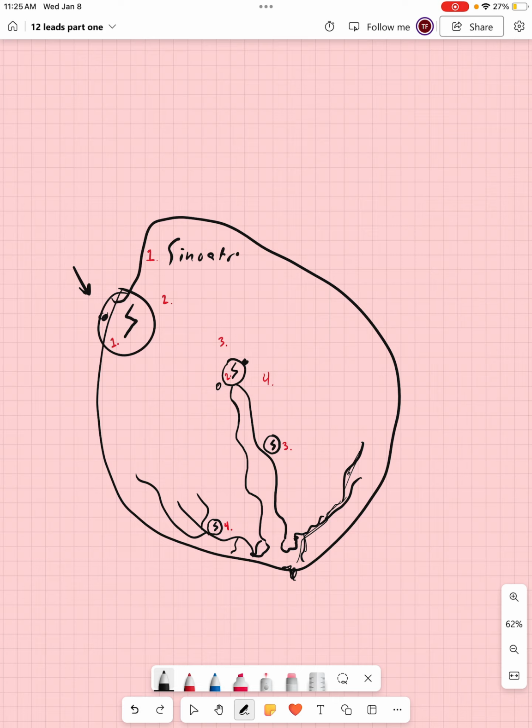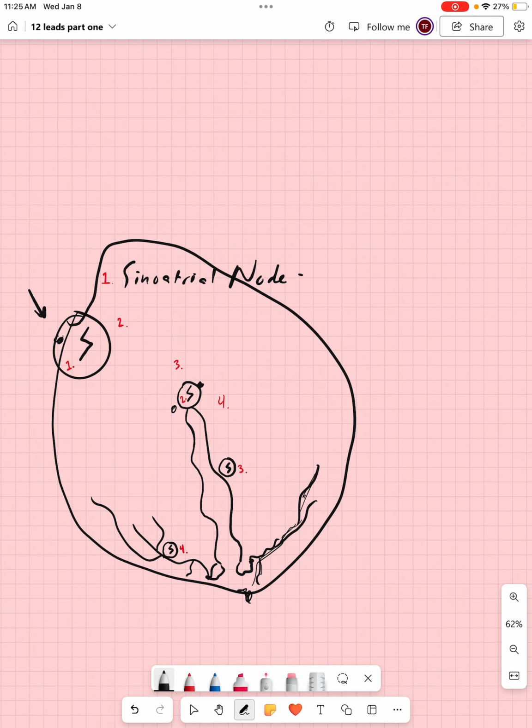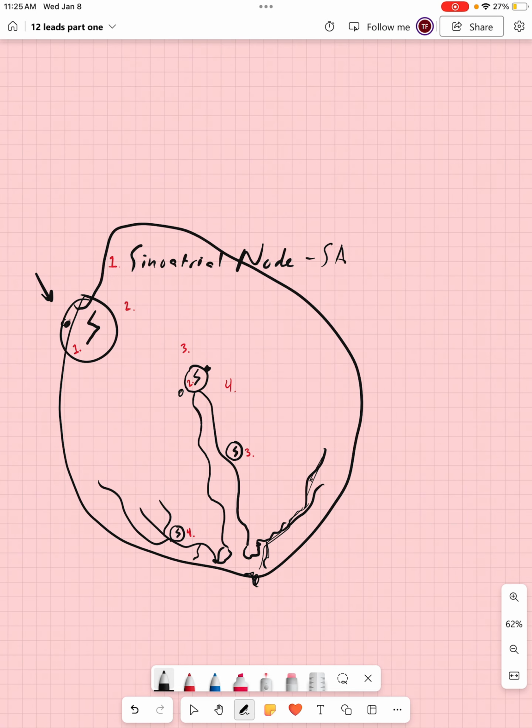Sorry, I spelled that wrong. You might hear that referred to as just your SA node. That's completely fine. We have other sites as well. Number 2 here, that is going to be our atrioventricular node.